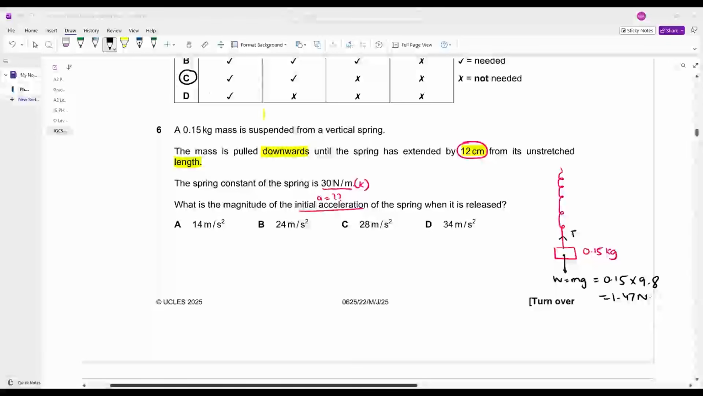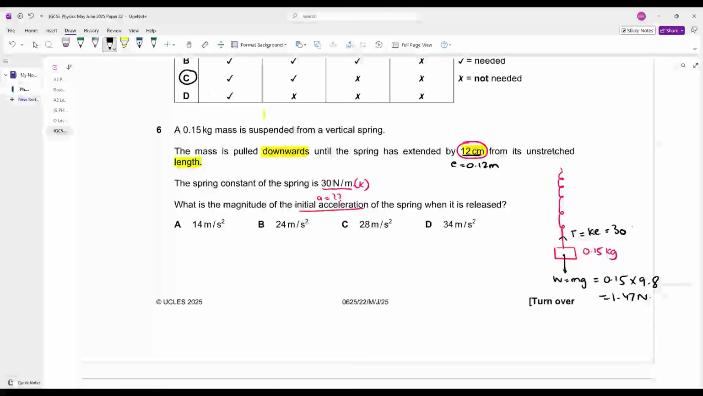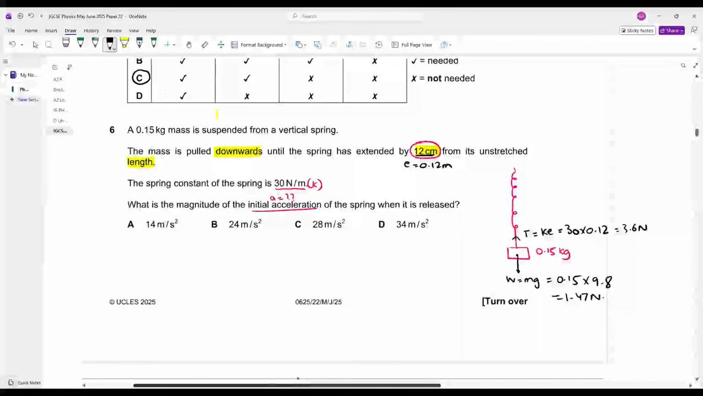You will apply tension or force is equals to K into extension. K की वैल्यू क्या है? 30. What is your extension? 12 centimeter. Convert it into meters. 0.12 meters. Multiply कर दो बेटा 0.12 से. What does your tension comes out to be? हाँ जी, टेंशन क्या आती है? 30 into 0.12. टेंशन comes out to be 3.6 न्यूटन.